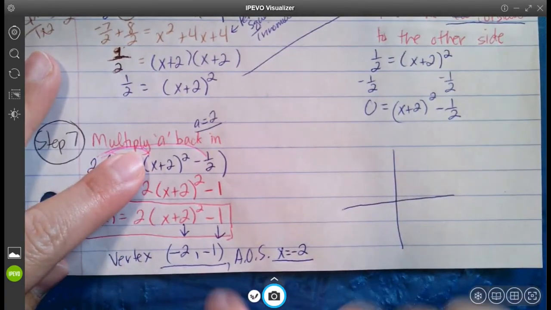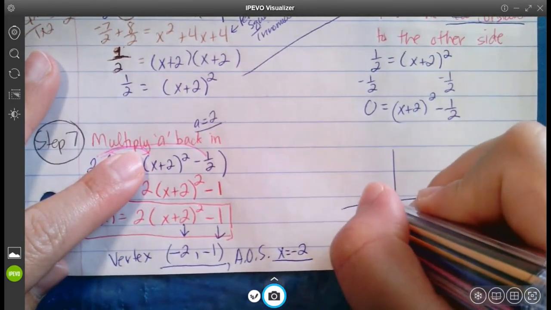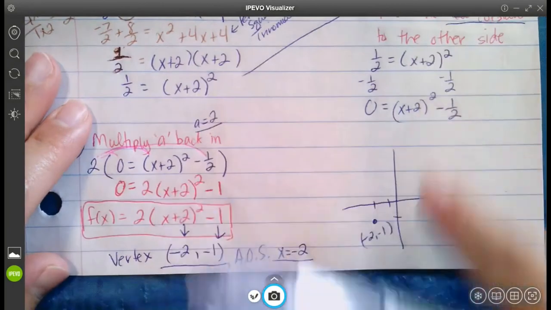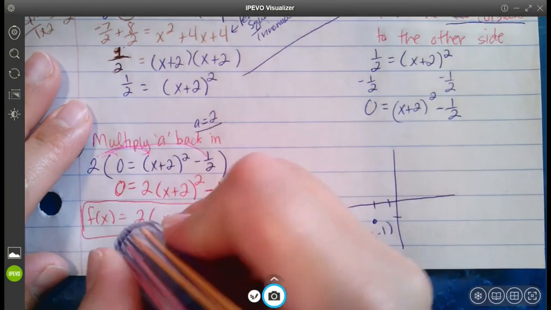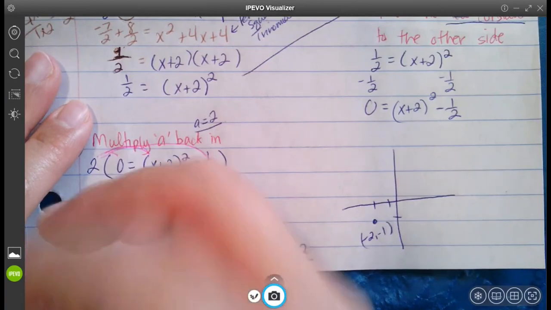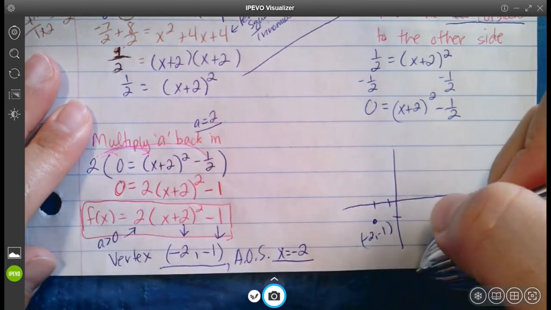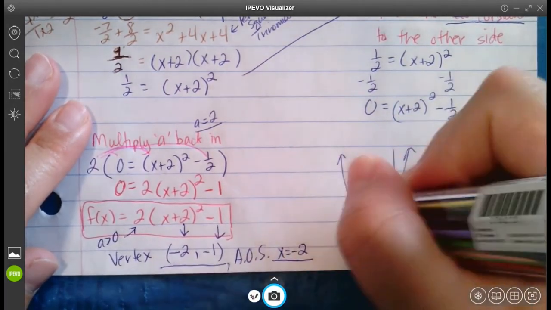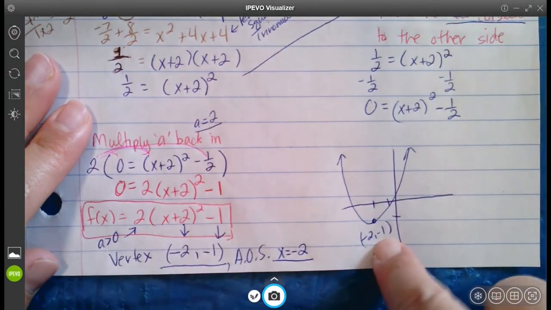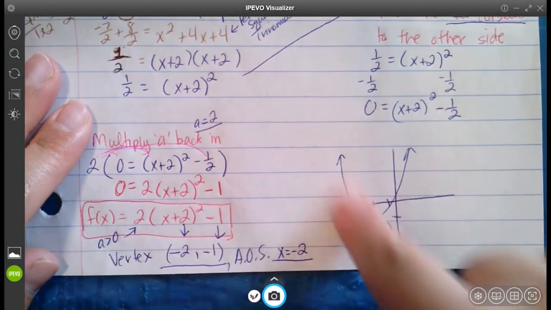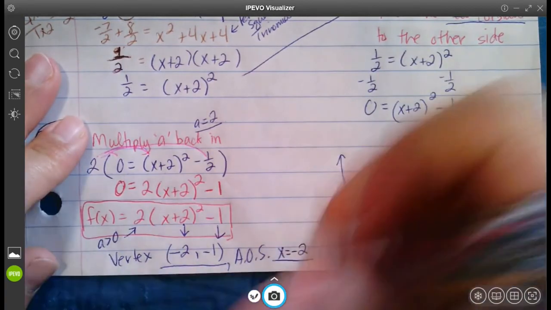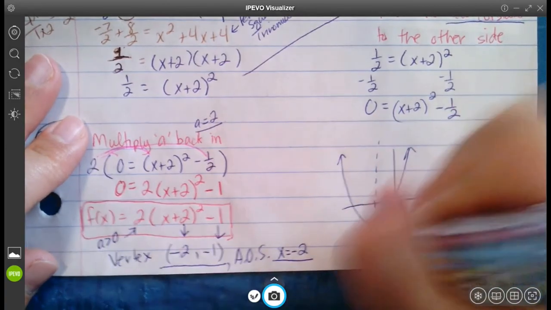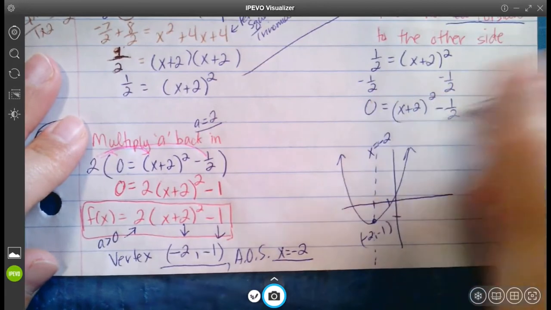Here on this side, I'm going to do a quick sketch. -2, -1 is our vertex. My a from the way beginning, way at the top, was positive, and here you can see it again: a is 2. Since a is greater than 0, this is going to be going upward. We're just sketching it, so I'm not going to worry about the other points. I mostly want to make sure you have the vertex and the concavity correct. Remember, concavity is just up or down. And last but not least, I want the AOS, which is x equals -2. So right down the middle, x equals -2.